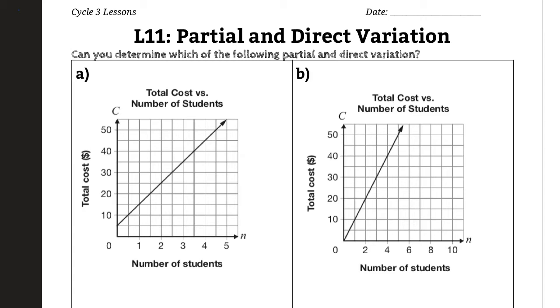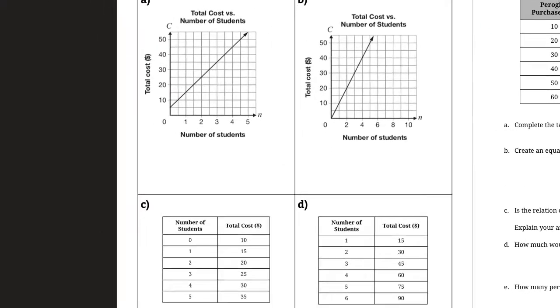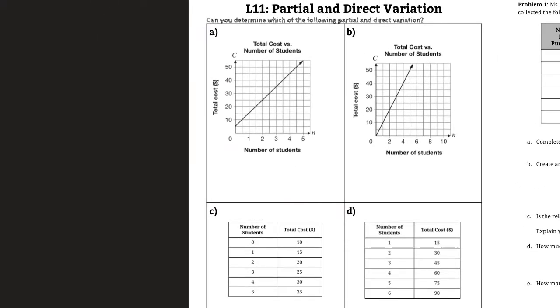In this video, we're going to look at the difference between partial and direct variation. So we're going to start off with this example here. Let's pretend that this is a field trip for a bunch of students, and there are 4 different locations that we can go to. And the different locations have different prices associated with them depending on how many students go.